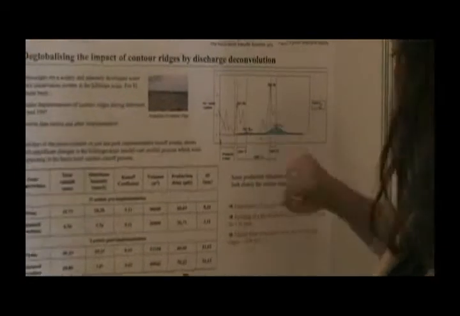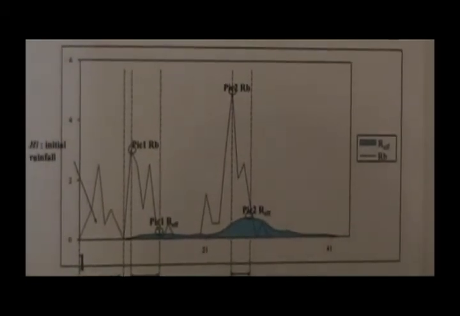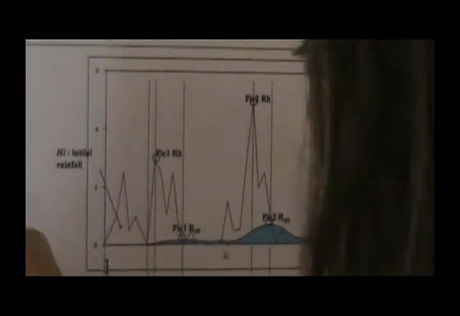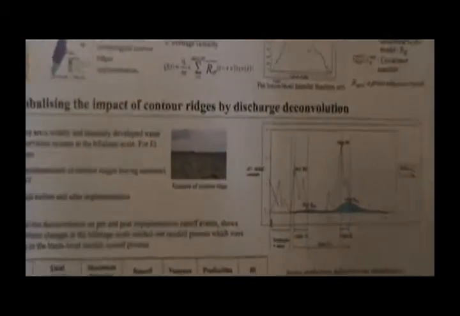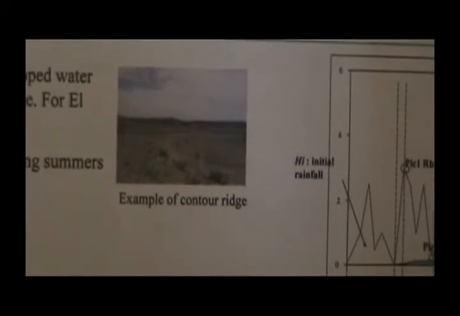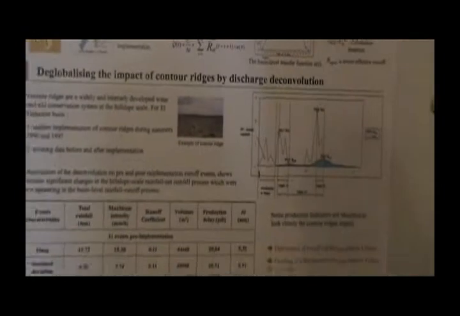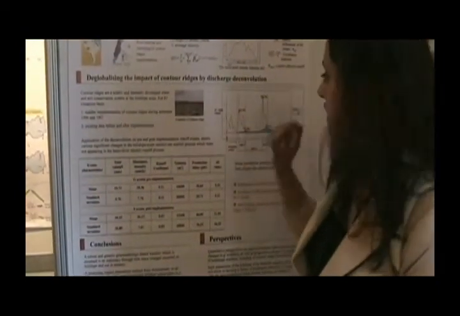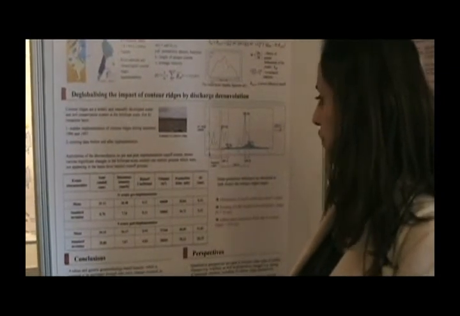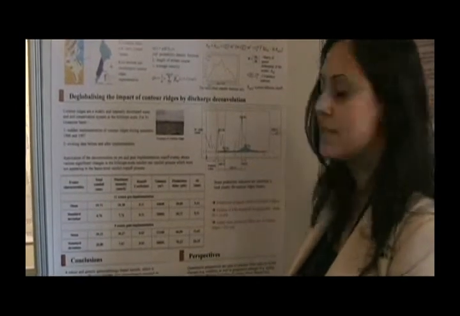We look at the contour ridges' impact. The contour ridge is the only management. We can see here an example of a contour ridge on this basin. For this basin, these contour ridges were steadily implemented during summers 96 and 97 over just one year. So we have existing data before and after implementation of these contour ridges.